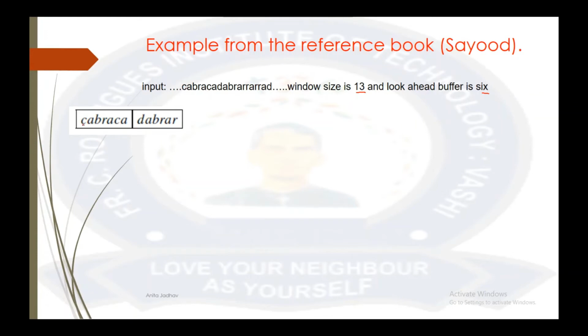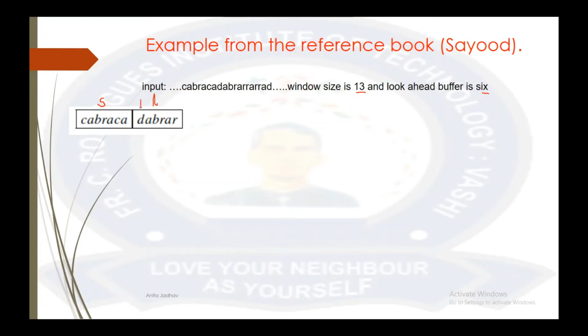So let us do the partition. I will take 13 letters first. So 1, 2, 3, 4, 5, 6 and 7. So this becomes my S, that is my search buffer, and this becomes my look ahead buffer. Now let us try to find out.